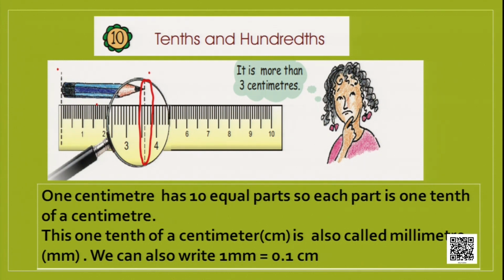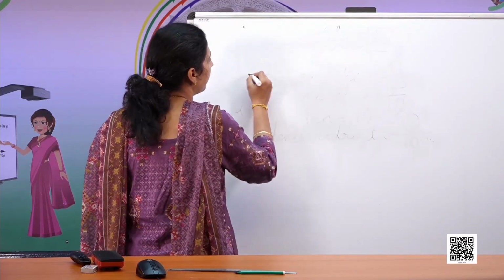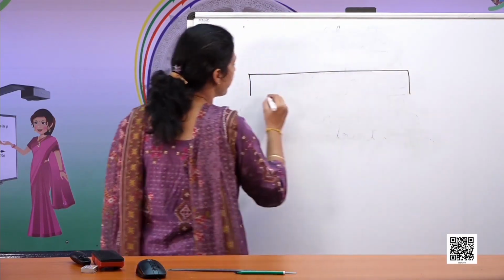Now children, it's very important for you to understand how to measure with the help of the scale. And how do we tell that measurement in centimeter, millimeter? Just now I told you, if it is a bigger distance, we'll measure it in centimeter. If it is a very small distance, we will measure it in millimeter. So now let me show you how a scale looks like. So this is basically a scale. Let's take this as a scale.